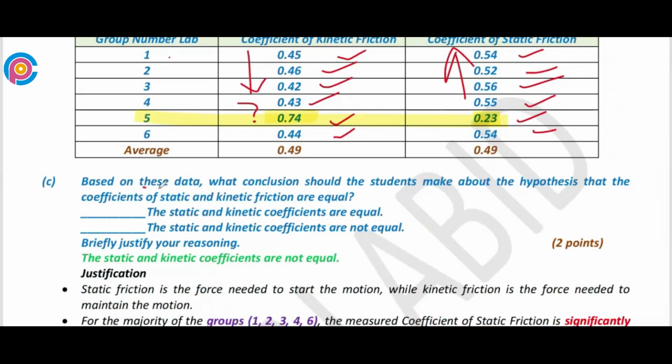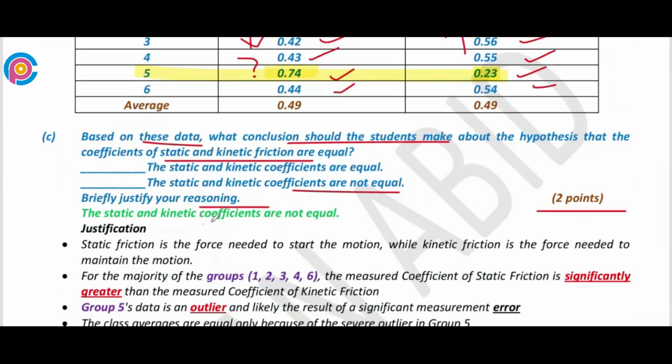Now, based on these data, what conclusion should the student make about the hypothesis that the coefficients of static friction and kinetic friction are equal or not equal? We just have to provide the reasoning. That's for the 2 points. From here, we can conclude these are not equal.